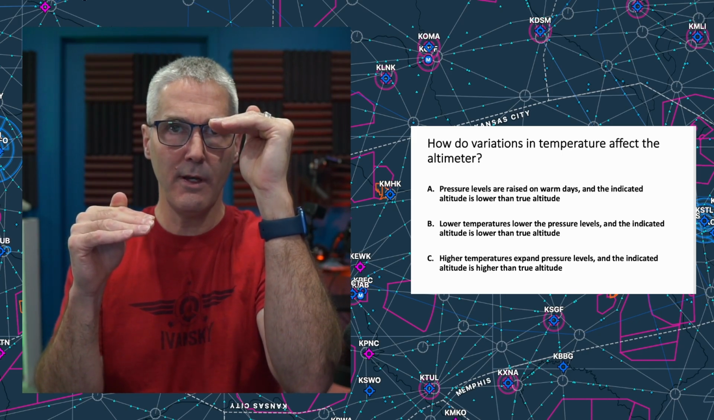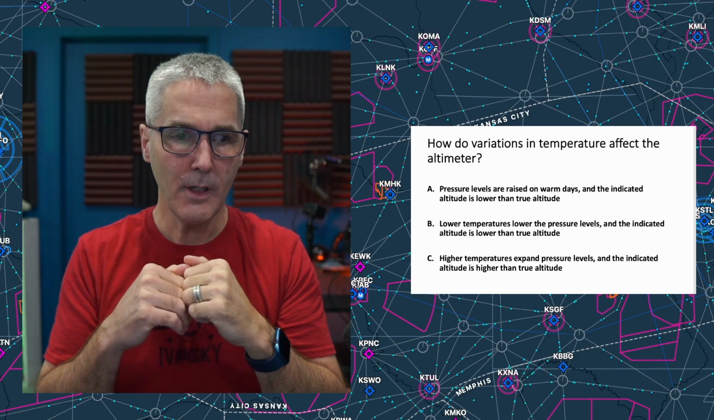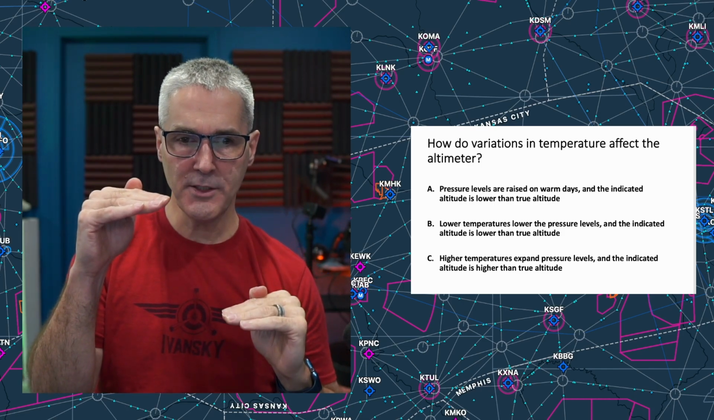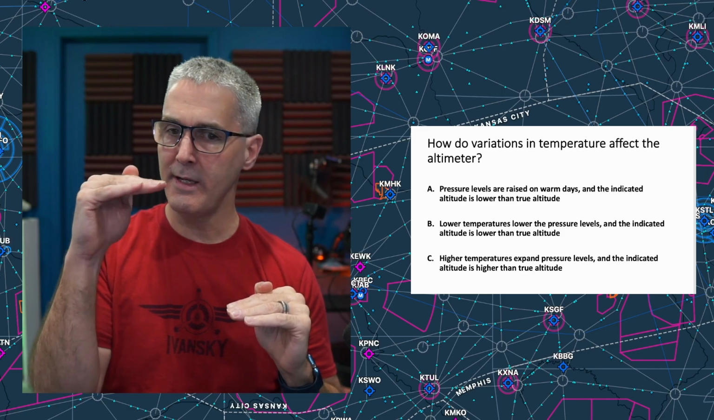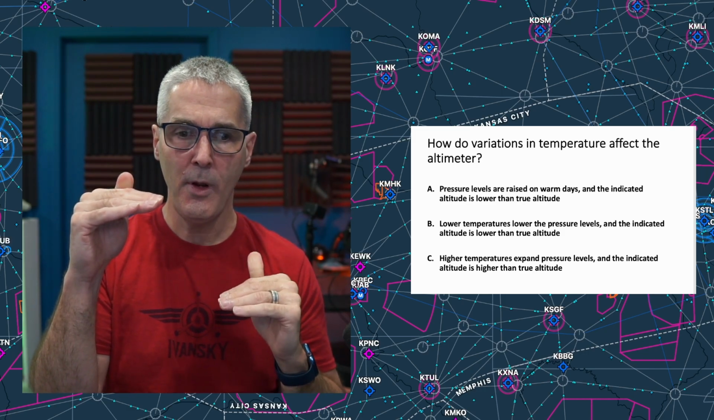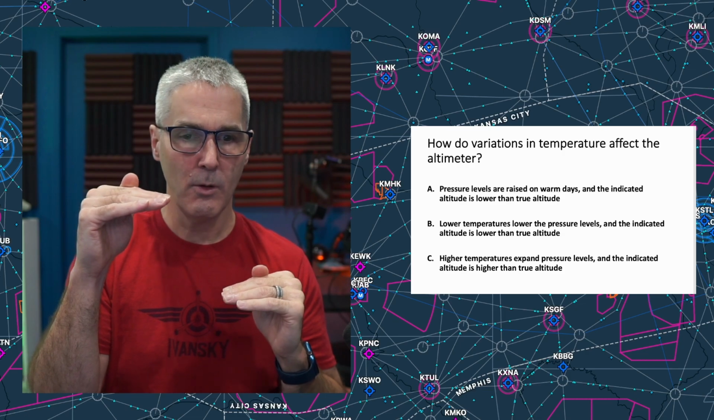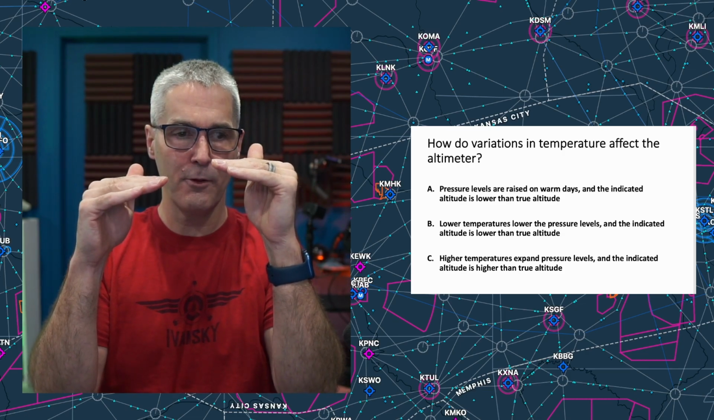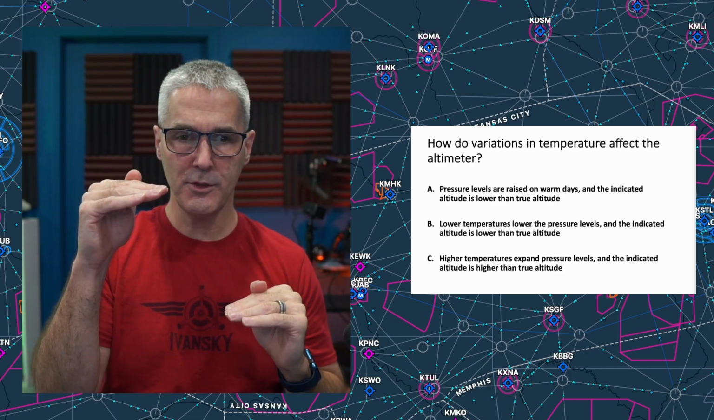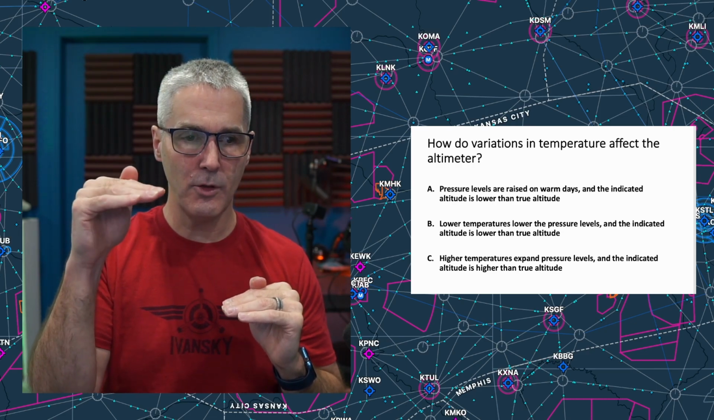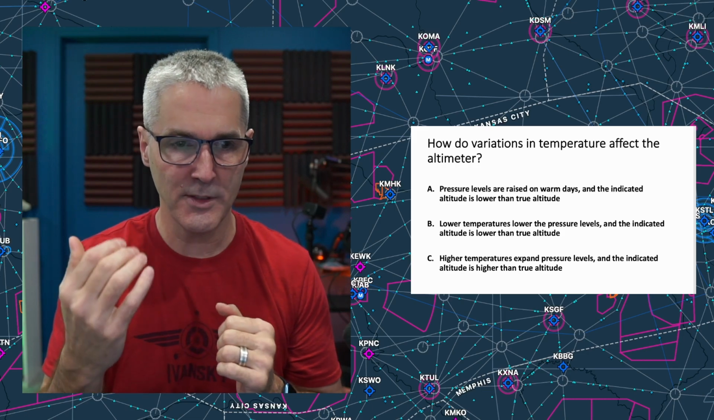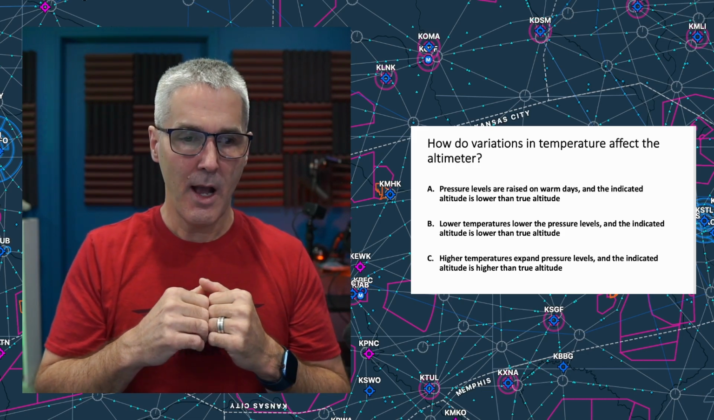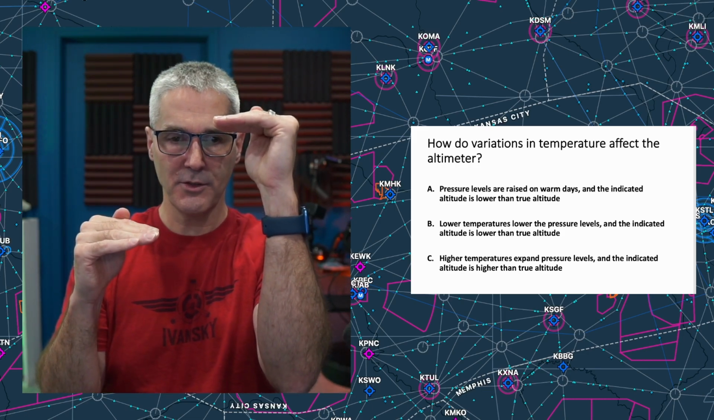But let's go through the other ones just to make sure. B, lower temperatures lower the pressure levels, and the indicated altitude is lower than true. Right now, indicated is higher than true. So just based on that alone, we know that B is not the correct response. Lower temperatures and the indicated altitude is lower than true, and that is not the case for what the question is asking.